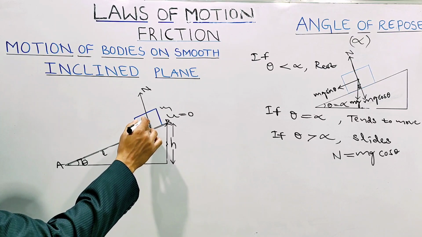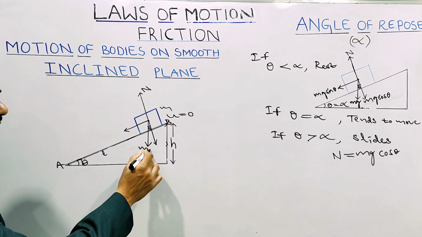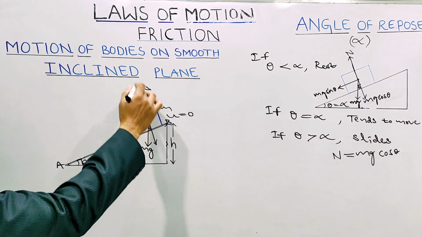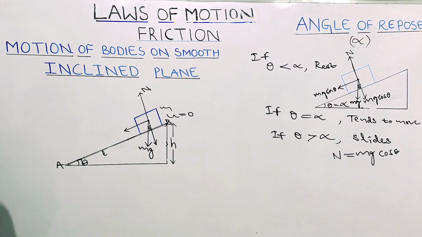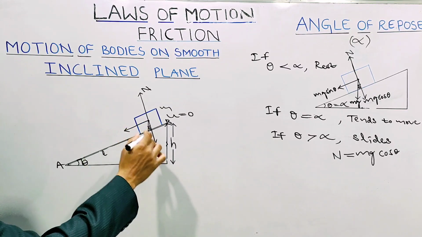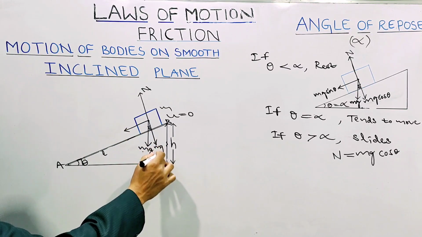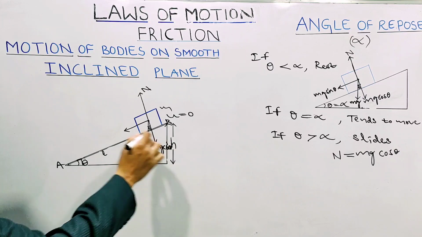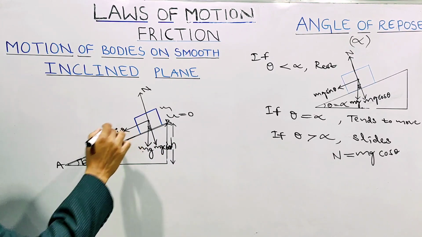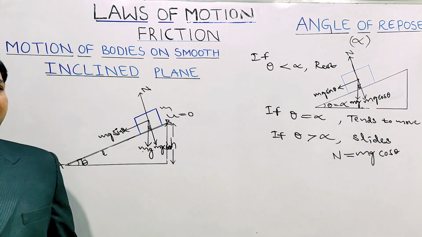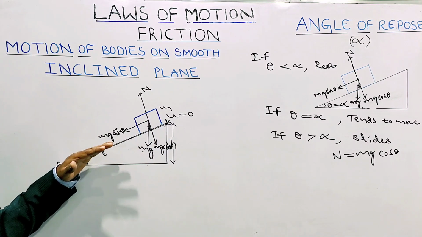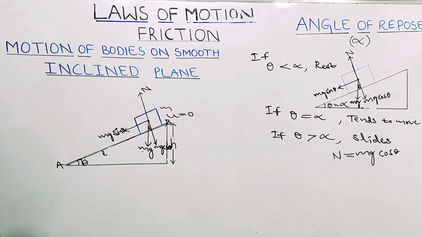Now you can observe here, the weight of the body acts vertically downward, that is mg. The normal reaction is always perpendicular to the plane, that is N. This mg is resolved into two rectangular components. One is mg cos theta, another one is mg sin theta. Now increase the inclination angle.